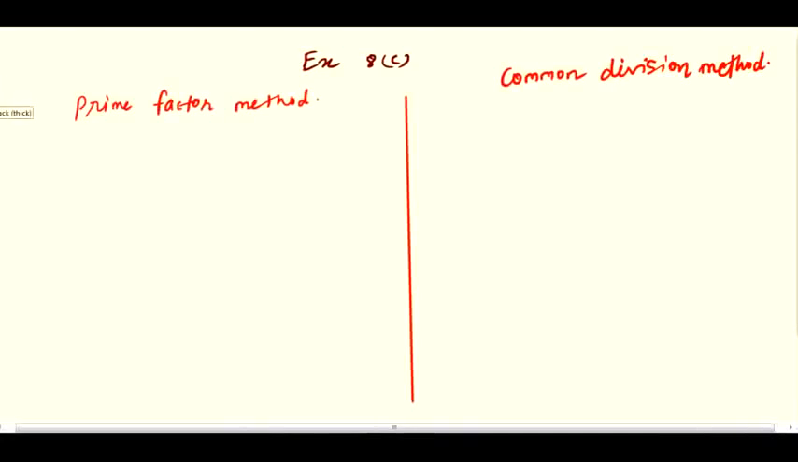Next is question number 2. In question number 2 you have to find LCM by using the prime factor method and the common division method. So in question number 2, first we have to solve all the questions by prime factor method, then by common division method. So question 2 I am solving here: 100, 150, 200. Now the prime factor method.